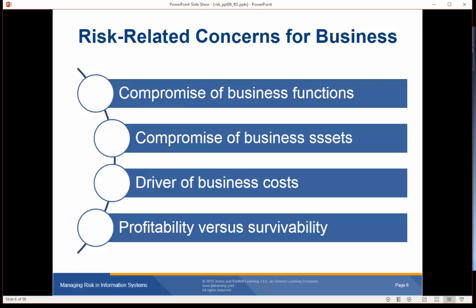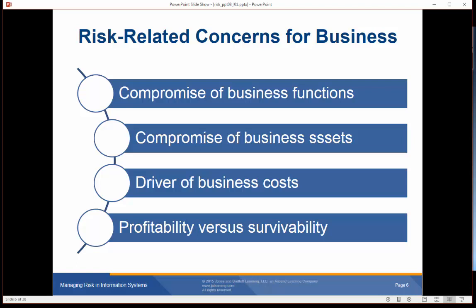Profitability versus survivability. Profitability is the ability of a company to make a profit. Profitability is calculated as revenues minus cost. And survivability is the ability of a company to survive loss due to a risk. Some losses, such as fire, can be disastrous and cause the business to fail. In terms of profitability, a loss can ruin a business. In terms of survivability, a loss may cause a company never to earn a profit.